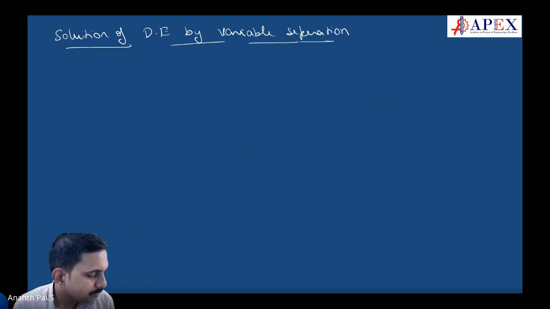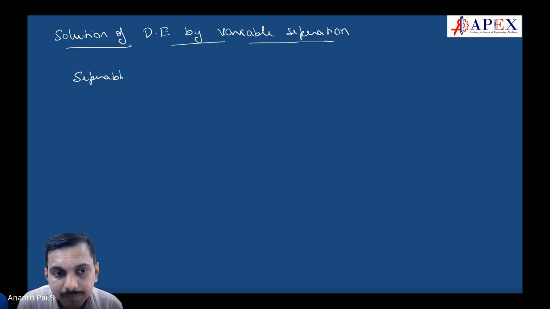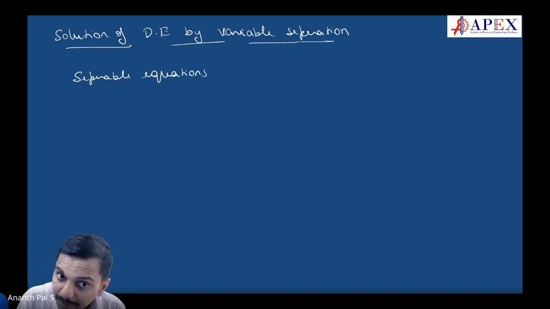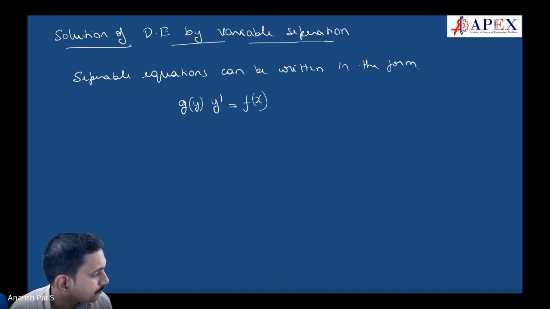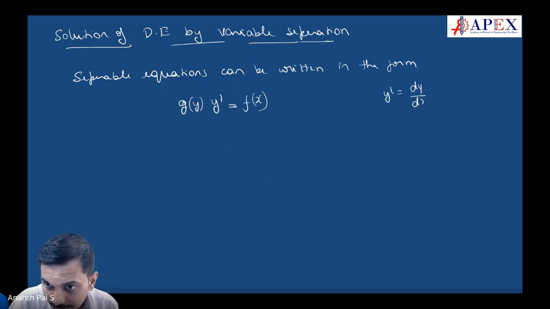See, generally separable equations can be written in the form g of y dash is equal to f of x, where y dash is equal to dy by dx.